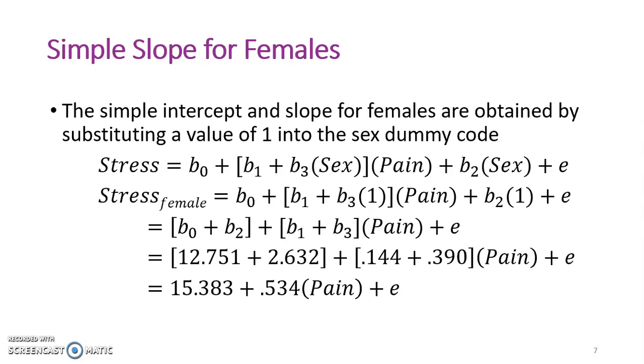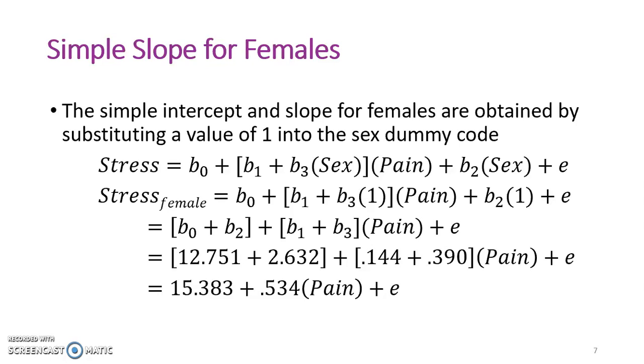And then when we construct the simple slope for females, we're going to do the same thing, but we're going to substitute in a value of 1 because that's how we have females coded. And so now we're not reducing the equations. We actually are going to be multiplying the B3 coefficient by 1 and the B2 coefficient by 1. And so in the second equation, I've showed those substituted values of 1. And then I've taken them out and sort of rearranged the equation a little bit in that third equation.